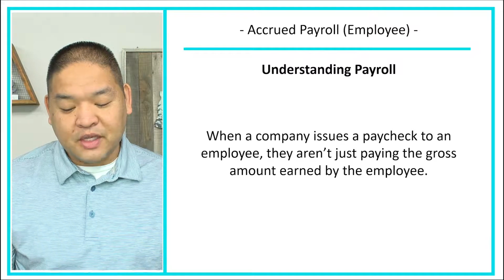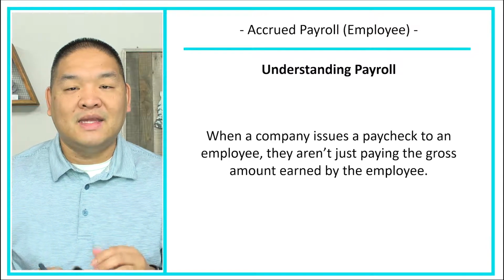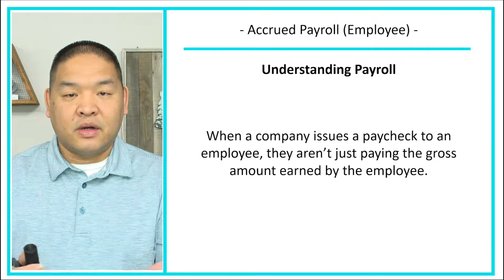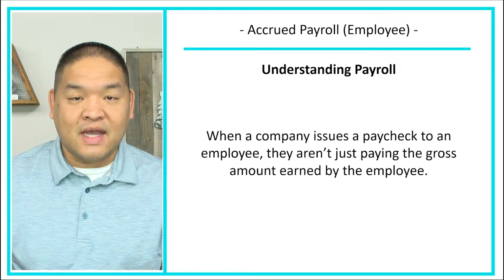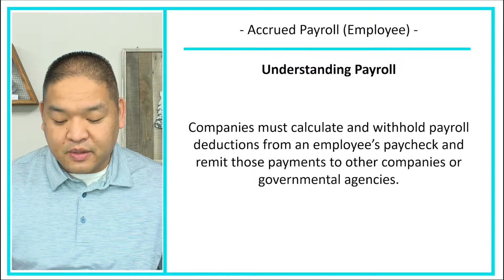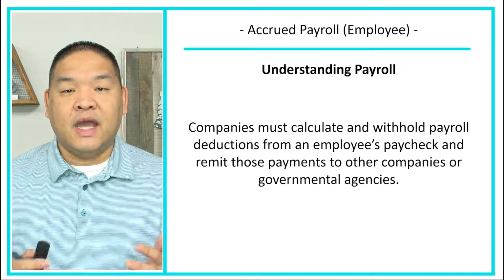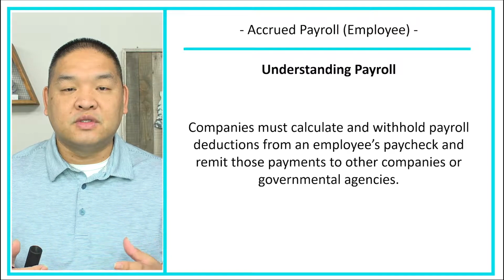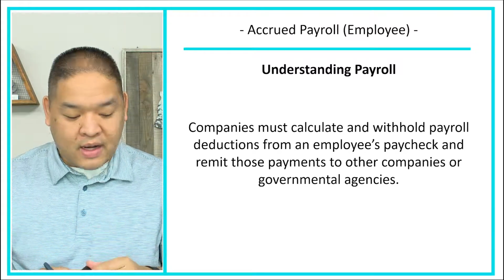So when a company issues a paycheck to an employee, they aren't just paying the gross amount earned by the employee. So if you've earned $200, they're not paying you $200. They have to make some deductions because of federal or state laws. So companies must calculate and withhold payroll deductions from an employee's paycheck and remit those payments to other companies or government agencies. So they're kind of the third party in this transaction when it comes to actually taking money out of your paycheck and then paying someone else.